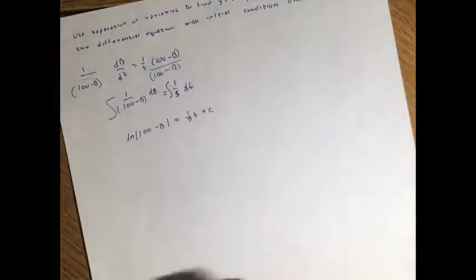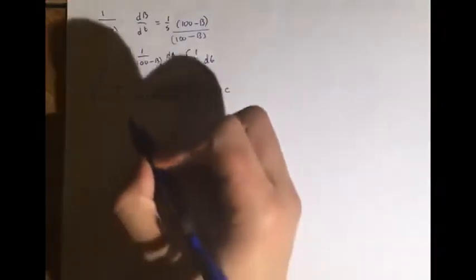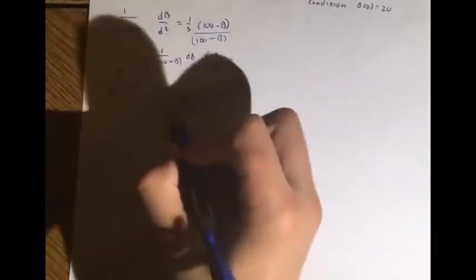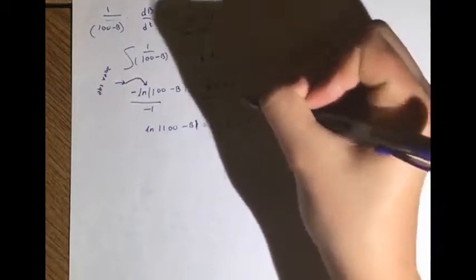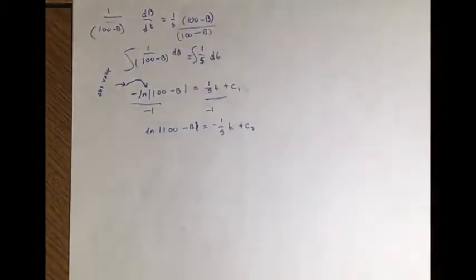So the next step is we send the negative to the other side. So divide everything by -1, and we get the natural log of the absolute value of 100 minus b. Oh, it's absolute value. So we get negative 1/5 t. Technically it's minus c, but again, this is a constant, so it doesn't really matter.